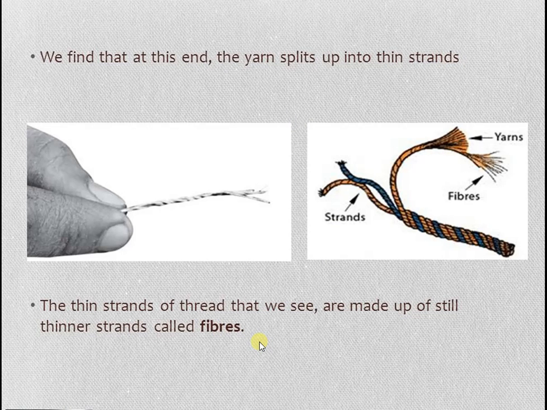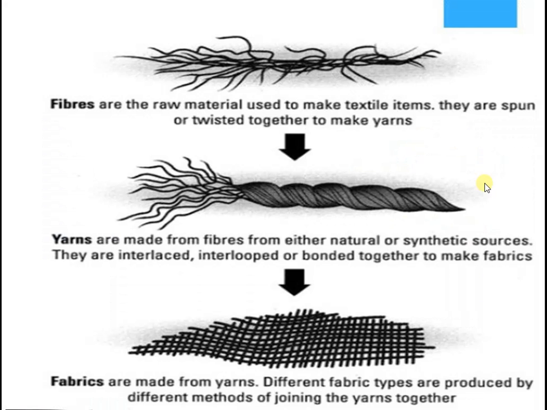The end of the yarn is separated into thin strands. We find that at this end the yarn splits up into thin strands. The thin strands of the thread that we see are made up of still thinner strands called fibers. Every fabric is made up of yarn.